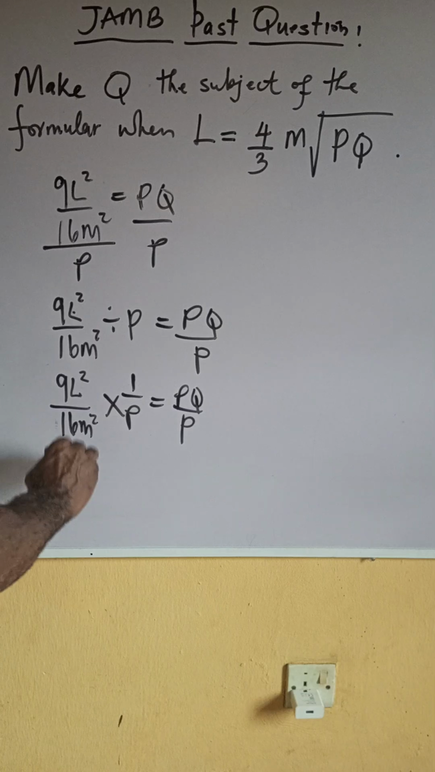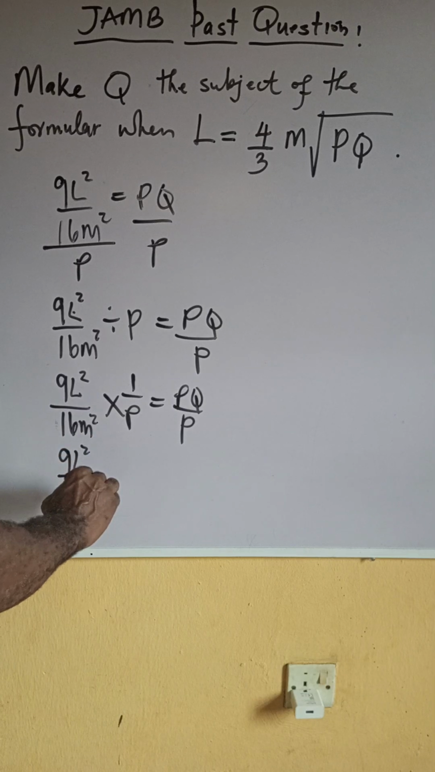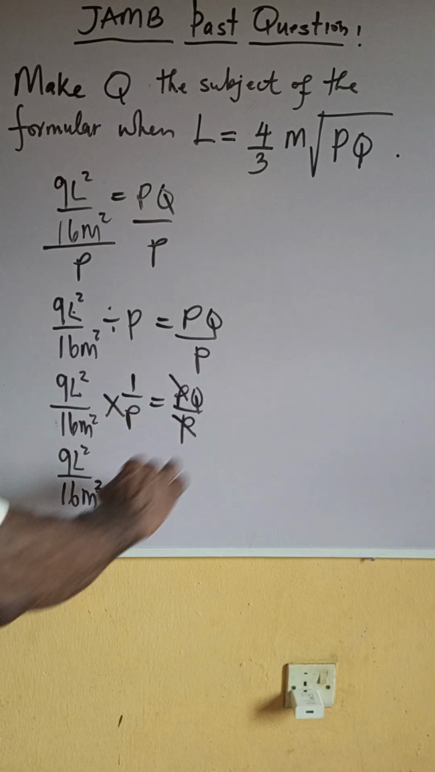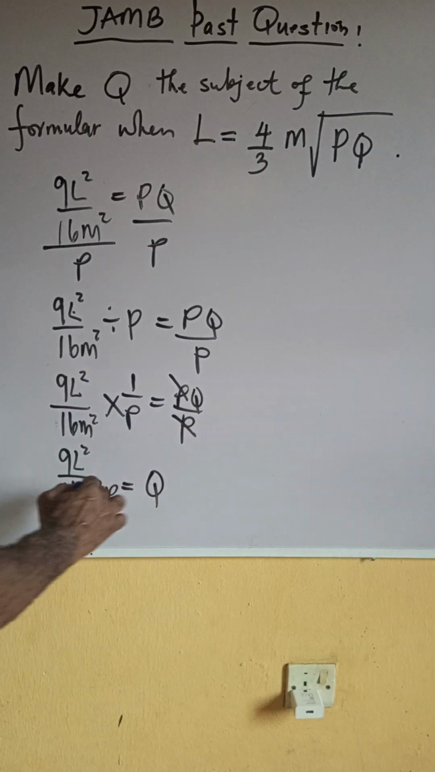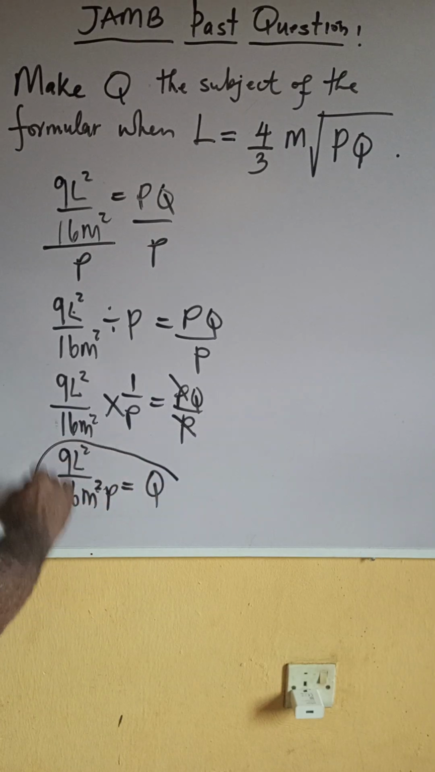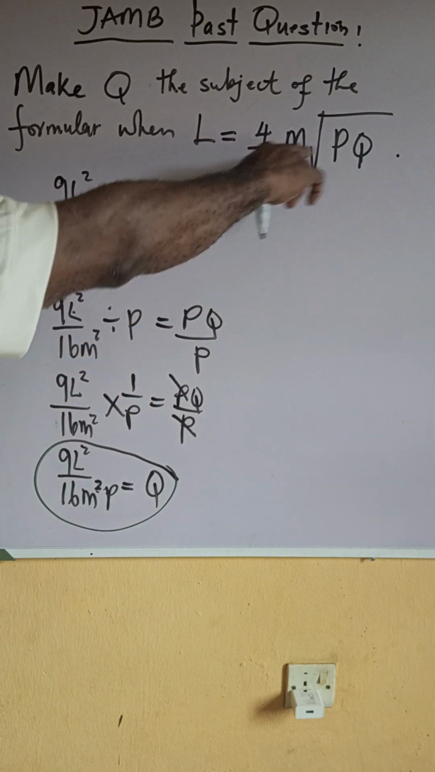So that's 9L squared all over 16M squared P. Okay, so this goes with this, so that's Q is equal to 9L squared all over 16M squared P. We have expressed Q in terms of L, M, and P.